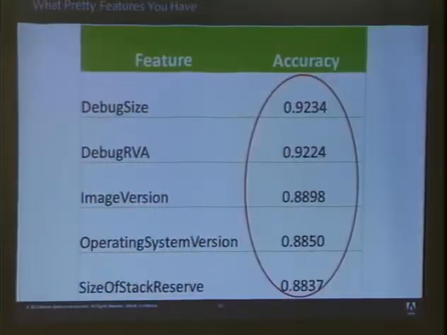Check the classification. Some of these features individually had really, really high accuracy. And that was staggering because, in theory, you could use just one of these features to separate malware from clean files for that data set, and you'd have an accuracy of 92.34%.